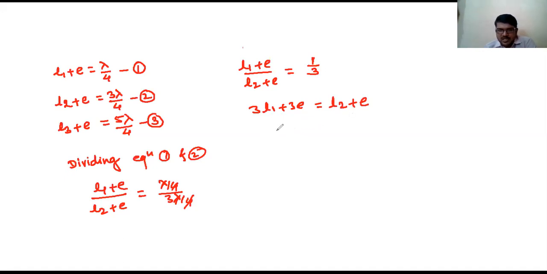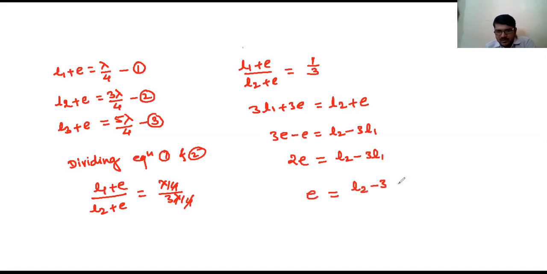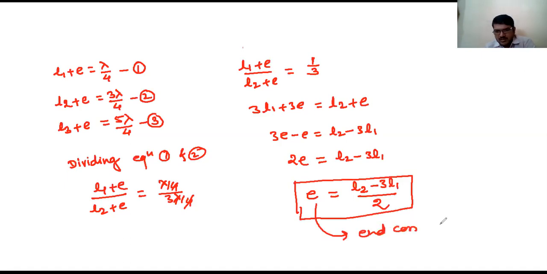Transfer the E terms to one side: 3E minus E is equal to L2 minus 3L1. And now here we are getting 2E is equal to L2 minus 3L1. And if I want end correction here, I get E equal to L2 minus 3L1 by 2. This is what? End correction. This formula is for end correction. If they ask you to find end correction also, you can find it.